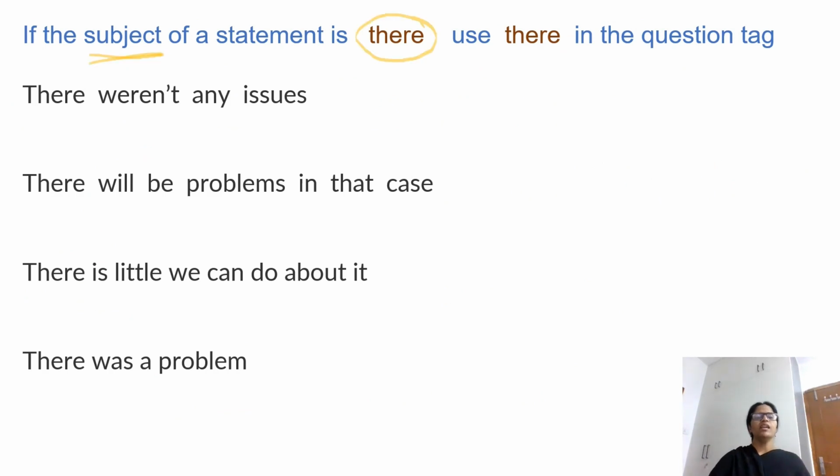Here is one more rule. If a sentence starts with there, we should use the same word as a pronoun in the question tag. Clear? There weren't any issues. Were is a helping verb and the statement is negative. A negative statement takes a positive tag. So were, and you have there as a subject. If there is the subject, we have to use the same word as a pronoun in the question tag. Were there.